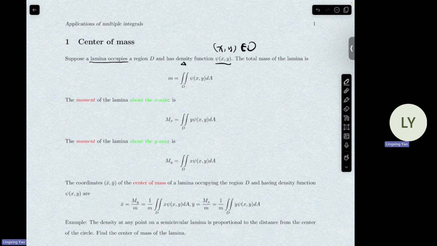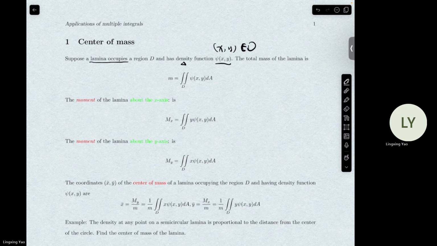The total mass of the lamina is then defined by the double integral of this density function over the entire domain D. So this is pretty straightforward, right?